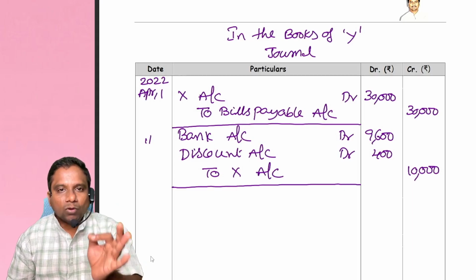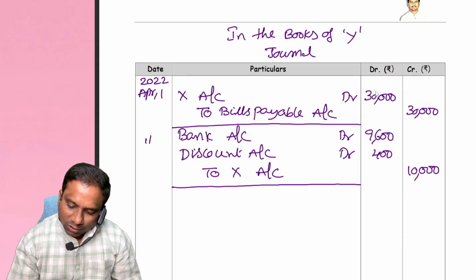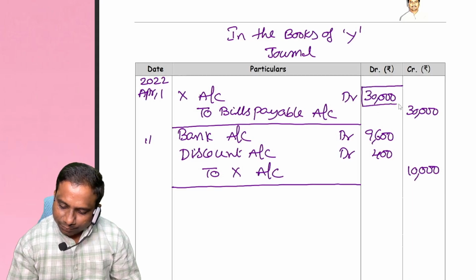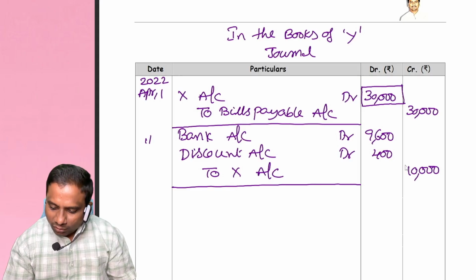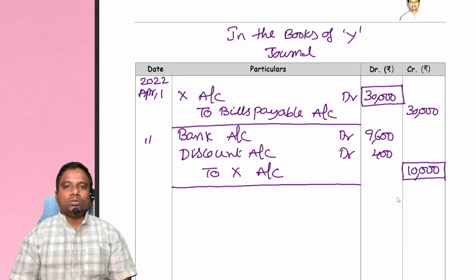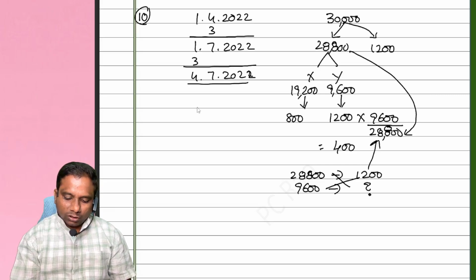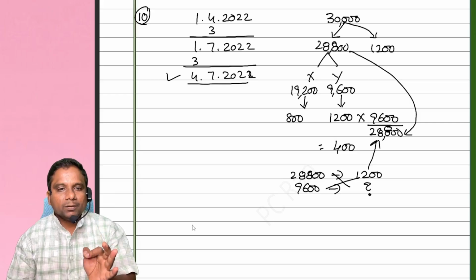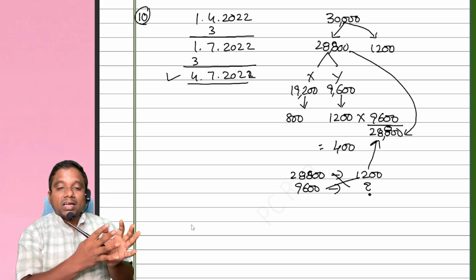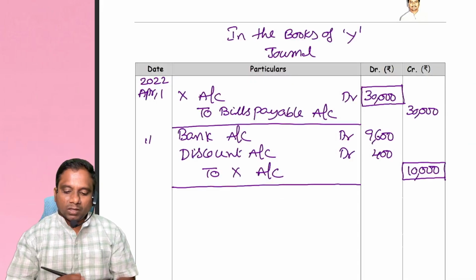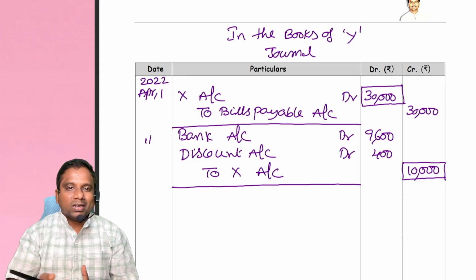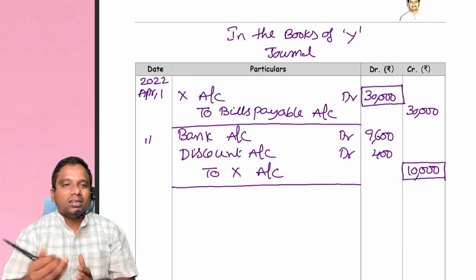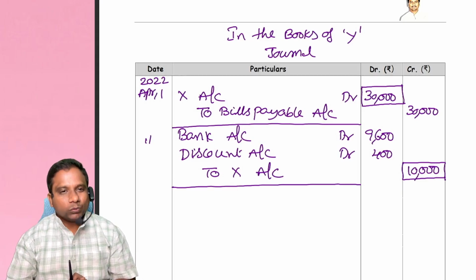Observe, in Y's books, X account is debited with how much? 30,000. Now X account is credited with how much? 10,000. What is the difference? 20,000. On the due date, observe, the due date is 4th July 2022. X has to remit 20,000. Y will add more 10,000 rupees and he will honor the bill on 4th July 2022.